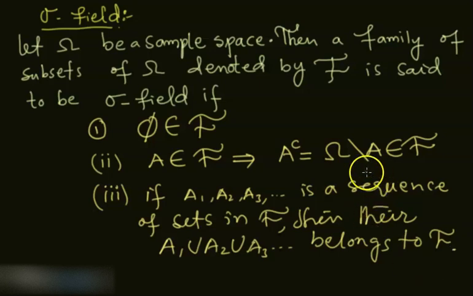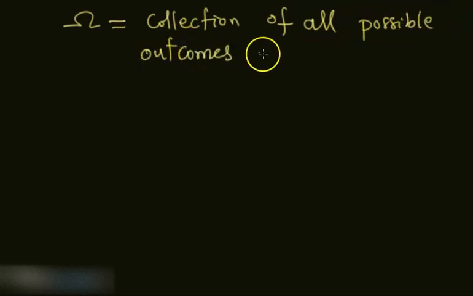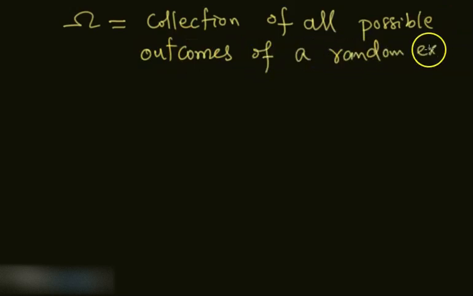So what is a sample space? You know the sample space is defined by the collection of all possible outcomes of a random experiment, right? And every subset of this, any set that is a subset of this, is an event.